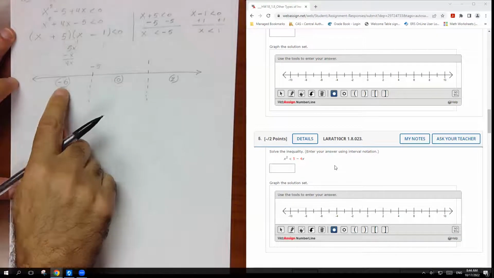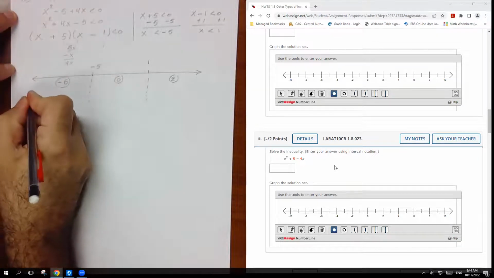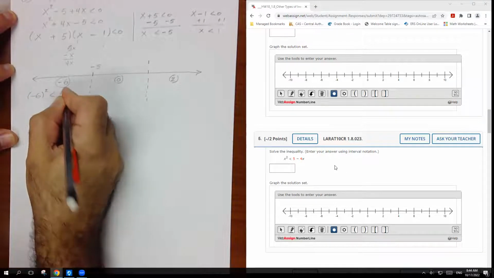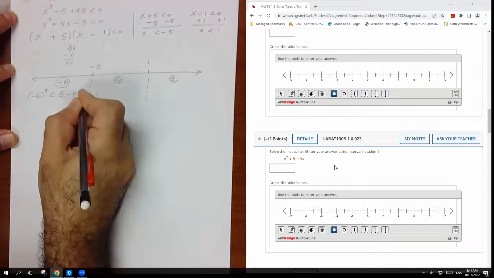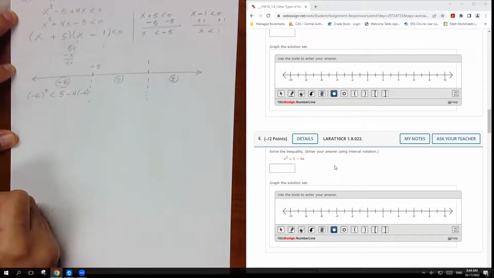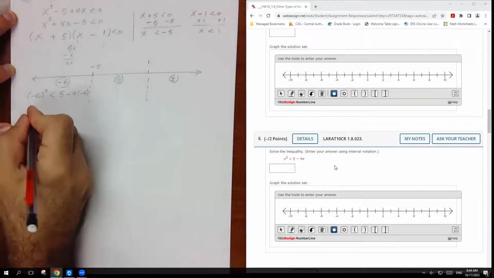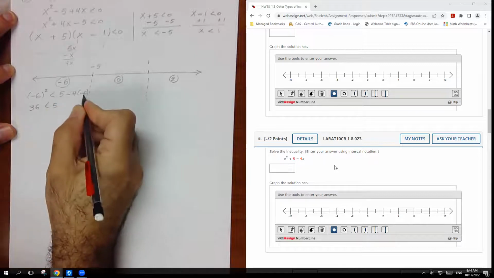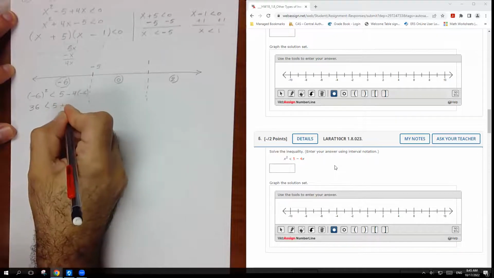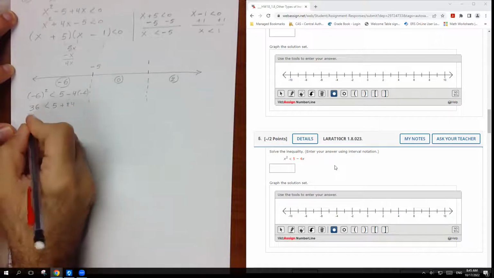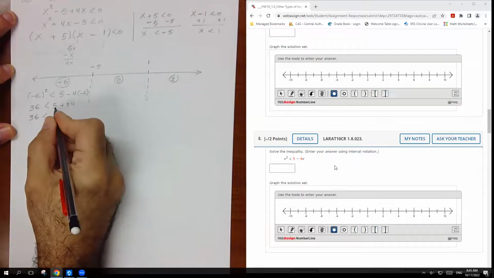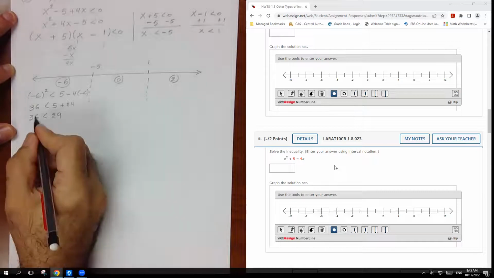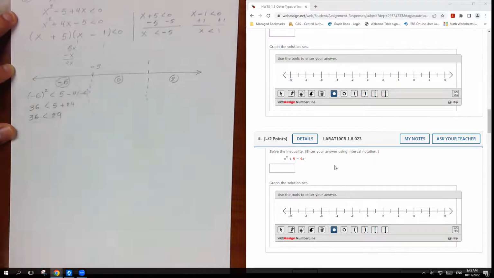Plug in negative 6 here. So it's going to be negative 6 squared less than 5 minus 4 times negative 6. Negative 6 squared is going to be 36 less than 5. Negative 4 times negative 6 is going to be positive 24. Now 36 less than 5 plus 24 is going to be 29. 36 less than 29? No, this is wrong. And this one is wrong too.